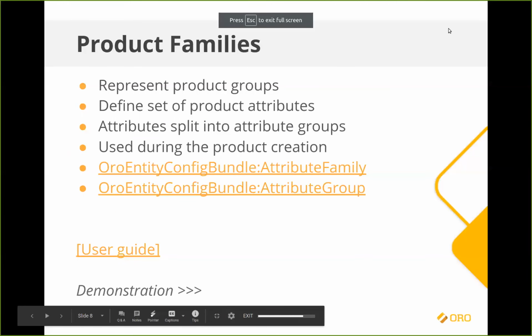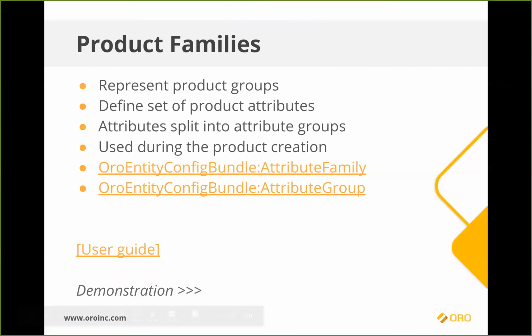Then we have product families. Product families are groups of product attributes or groups of product parameters, and product families are used to group products. Let's say that you are selling t-shirts, you are selling electronics, and you are selling cars. You may create a product family which will represent each of these 3 groups, and they will have totally different parameters and totally different attributes.